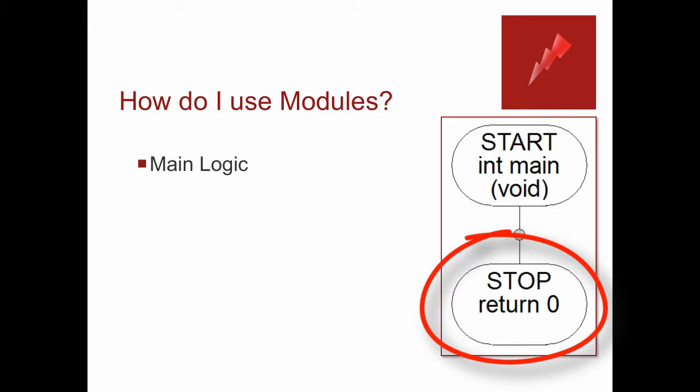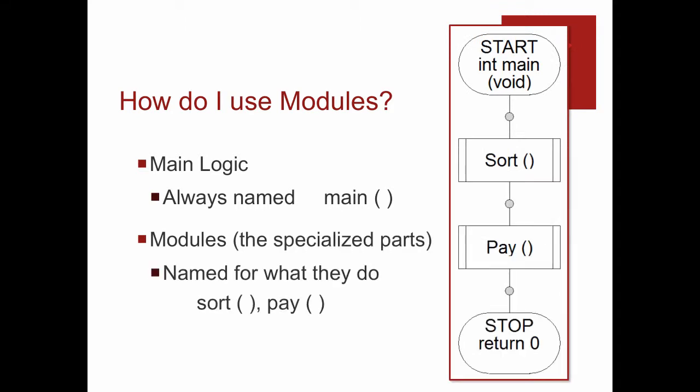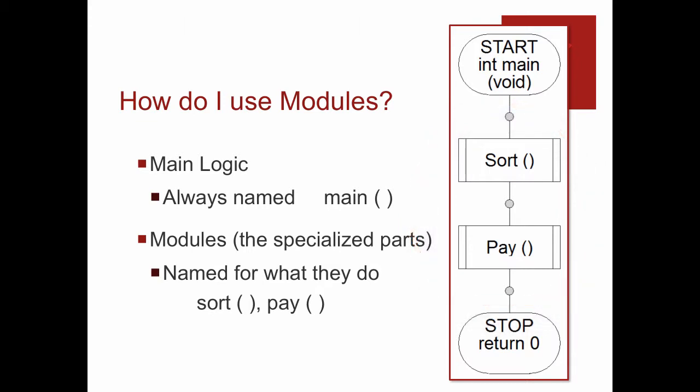And in there, you're going to run a number of different things. You're going to have the program do a number of things. You're going to instruct it. So in our logic, we always have a main. But the inside is usually made up of little modules. They're specialized parts, and they're named for what they do, kind of like the sort and the pay do here.